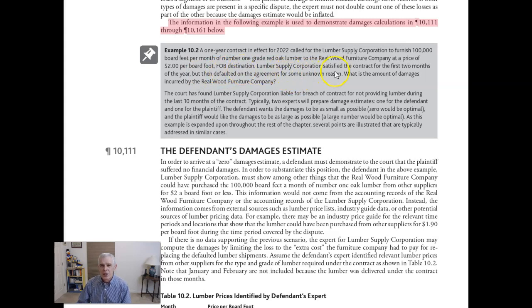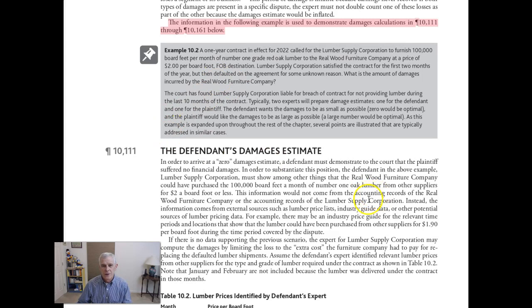Now, the lumber company satisfied the contract, the supply company, for the first 2 months and then defaulted. In other words, they were supposed to deliver the lumber for an entire year. They went 2 months and stopped. This was a contract. And so the Red Wood Furniture Company, the one that's going to be the plaintiff, is going to sue the supply company for damages for this contract that was not honored.